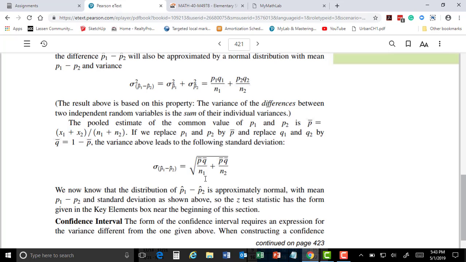It's just pooled. Now, when we know the distribution of these two is approximately normal with the mean of P1 minus P2 and a standard deviation of what we saw above, now we're going to generate what? A test statistic. And what are we going to do with a test statistic? We're going to say if it hits in the accept region or the reject.